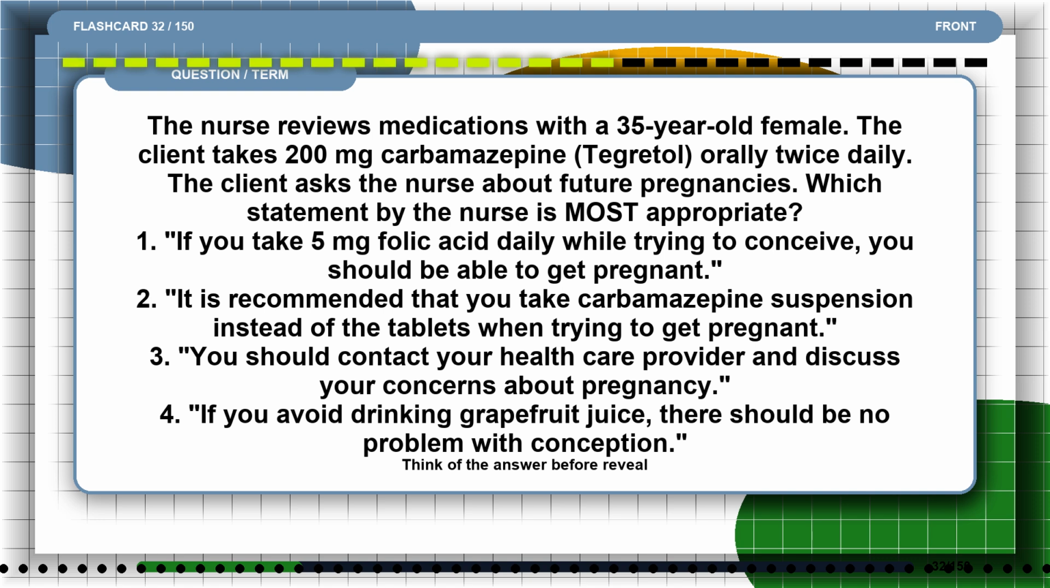1. If you take 5 mg folic acid daily while trying to conceive, you should be able to get pregnant. 2. It is recommended that you take carbamazepine suspension instead of the tablets when trying to get pregnant. 3. You should contact your healthcare provider and discuss your concerns about pregnancy. 4. If you avoid drinking grapefruit juice, there should be no problem with conception. Think of the answer before the reveal.